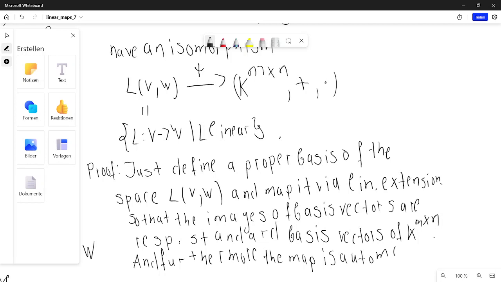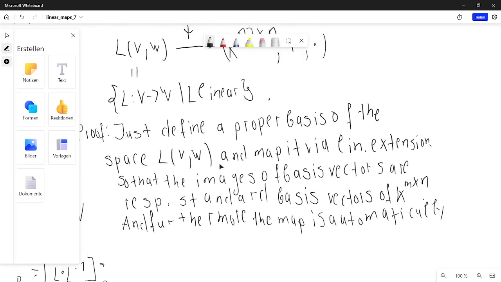Automatically surjective. If you don't see it, just take any matrix and take the corresponding linear combination in our vectors of the basis that we will construct and then map by our map, and you will see that. Right. And corresponding combination means just the same constants by the same corresponding vectors in the domain.